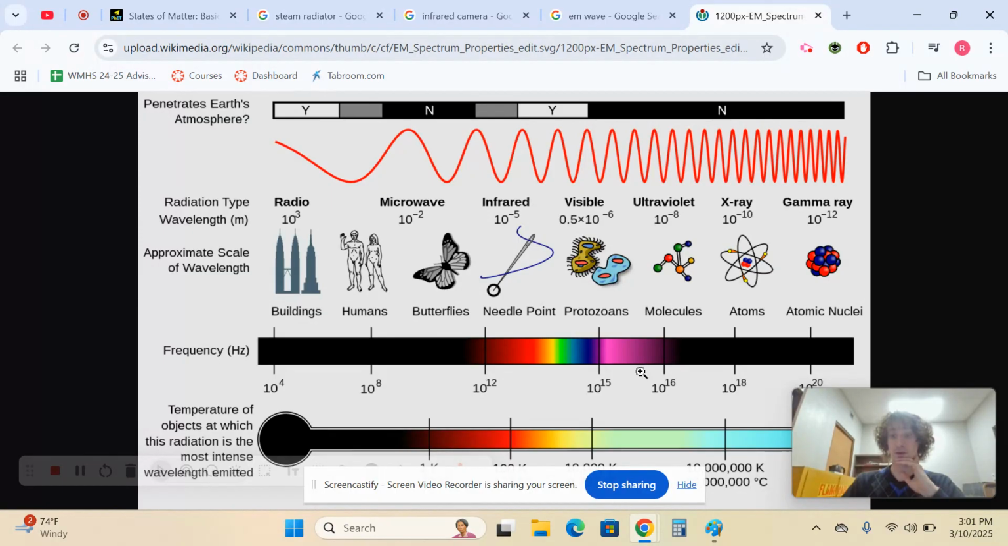Okay, at the end. So hope this all made sense. And in space right now, these are all traveling through there. From the sun, we got all of these. A little bit of gamma rays. I don't think it's that much, though.